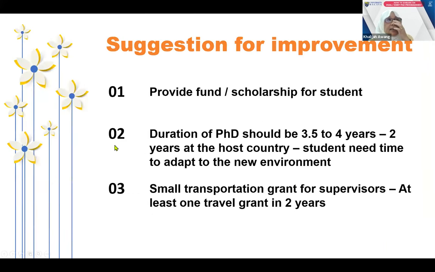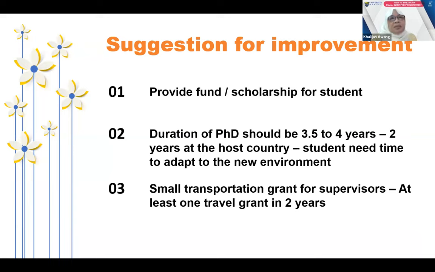For suggestion lah, give some suggestion. Provide fund scholarship for students for full study, not only when they were abroad, but for the full study. So we must guarantee them a scholarship, so that the flow of research of their work is not disturbed. For me, co-tutel, we should give them about 4 years. Because they tend to adapt to different environment. Kadang-kadang, you know. So bukan kadang-kadang, it's always like that. So we have to give them that time. So for me, I think 4 years is reasonable enough.